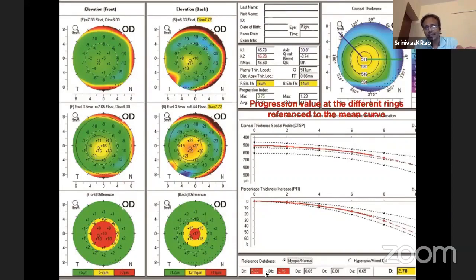The next thing that you look at is these 5 little boxes on the bottom. These are the standard deviations from normal. Anything which is more than 1.6 standard deviations from the mean is considered abnormal. The first one refers to the change in the front surface data. The second one refers to the back surface data. How far deviated is it from the normal? The third one is the pachymetric progression. The fourth one is basically the thinnest point. Where is it? And the last one is the displacement of this thinnest point.